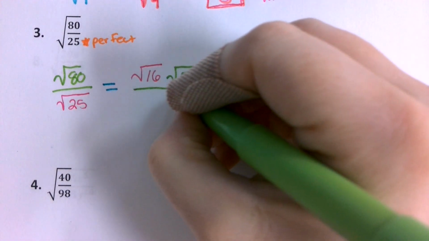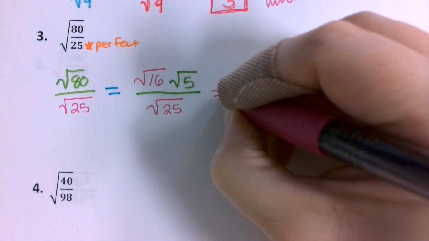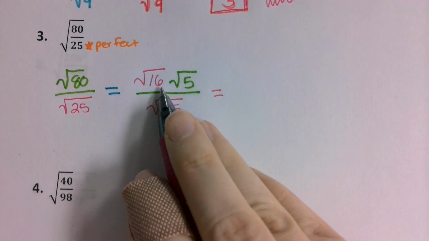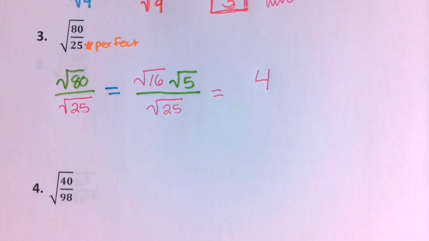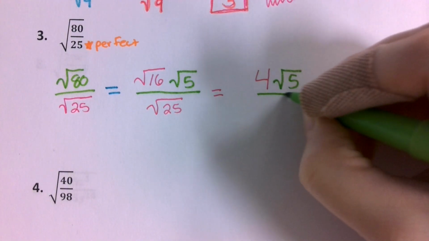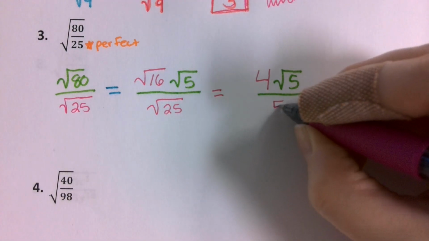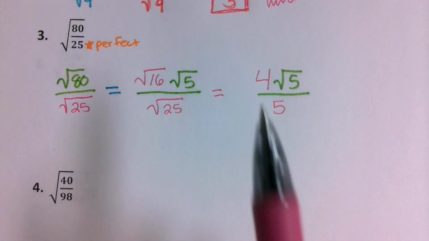Then I can put the whole thing over the square root of 25. Now I can go ahead and take my square roots of my perfect squares. What is the square root of 16? 4. So we have 4 square root of 5 over, what's the square root of 25? 5. Now one thing I want to check to see is if I can simplify this.